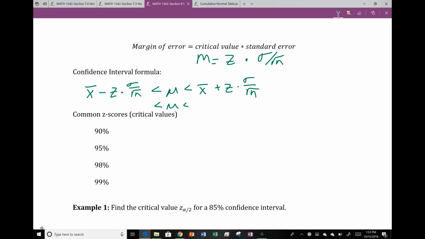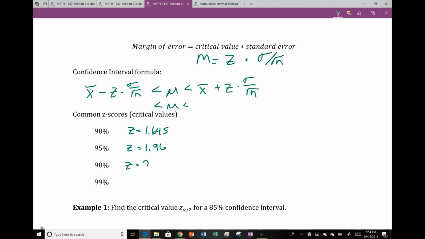For our common z-scores, our common critical values, we're going to use, for 90% confidence, a 1.645. For a 95%, like you just saw, we're going to use a 1.96. And I don't have to worry about the sign, because notice a negative z and a positive z. That's already taken into account for our formula.